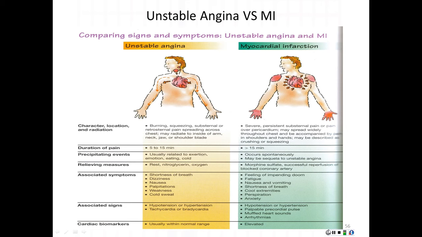The associated symptoms are similar. The difference is the cardiac biomarkers. With unstable angina, usually the biomarkers troponin and CKMB are within normal limits. So those are kind of the things that you will look at with these patients. Again, you as a nurse will not have to be making those decisions, but you need to understand that the patients may be diagnosed with unstable angina or myocardial infarction.